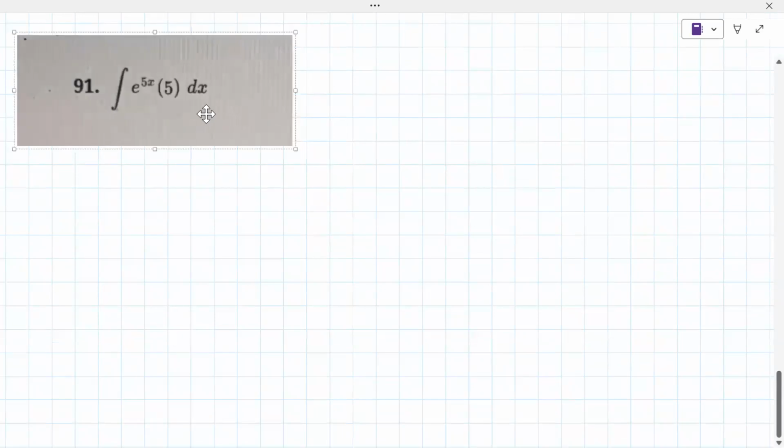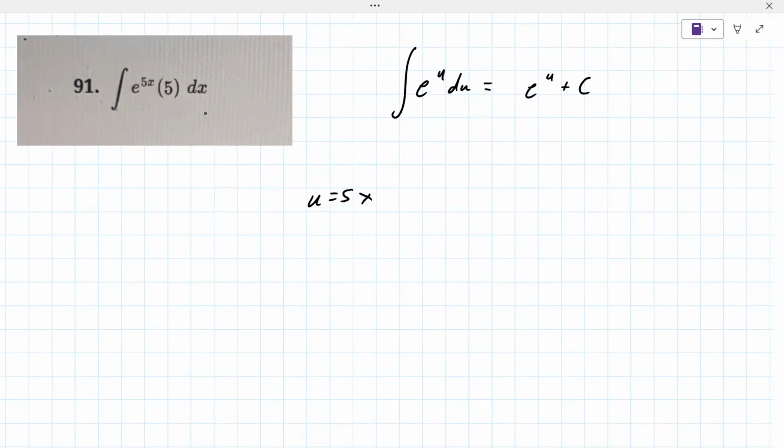So, the integral of e to the 5x times 5. We talked about this idea that you can integrate e to the u. The integral of e to the u is e to the u plus c. Generally these are u substitution problems. Your u is 5x. Your du is 5 dx. And then you always solve for dx. So dx is du over 5.